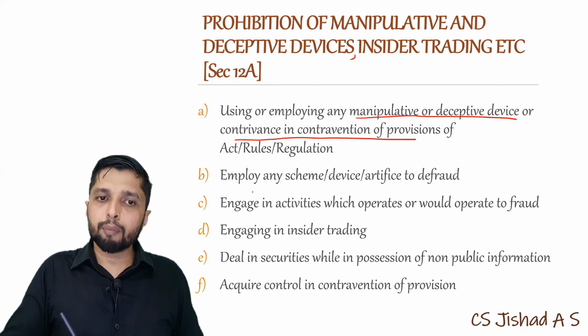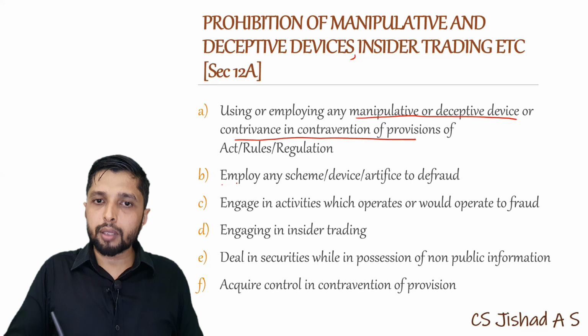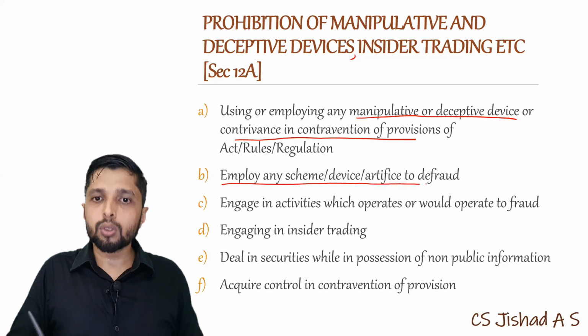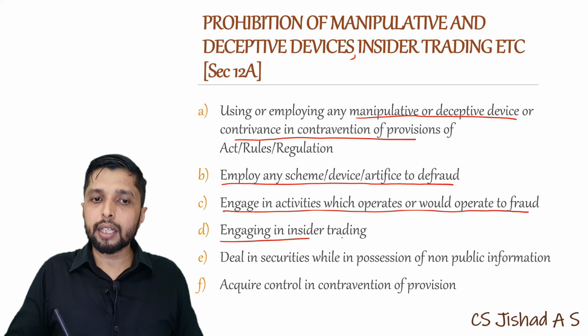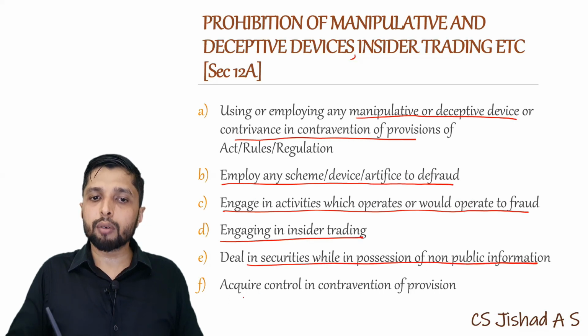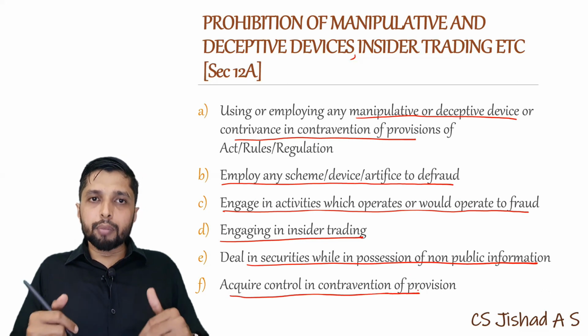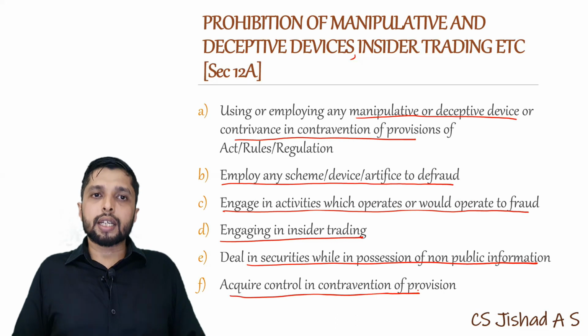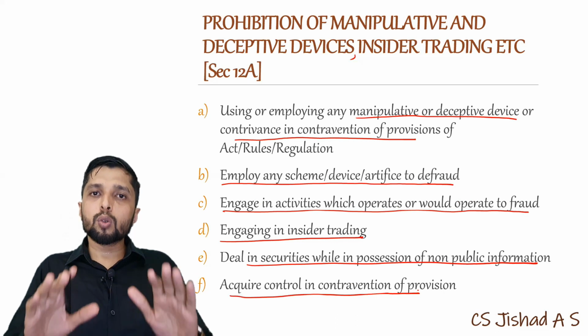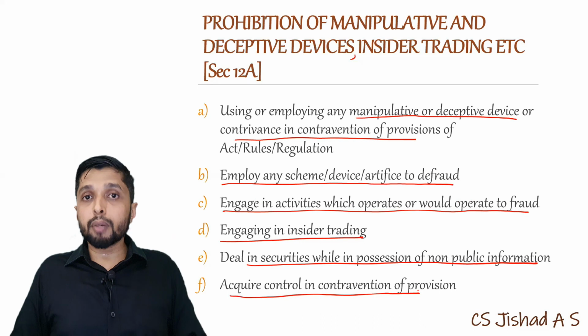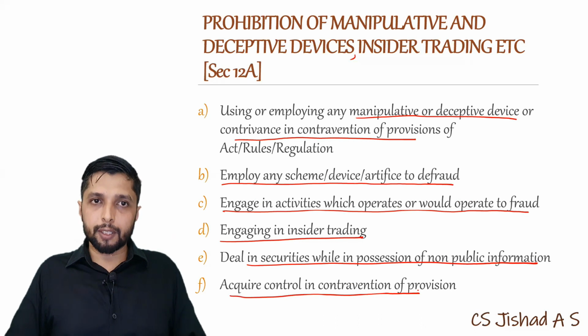Then they have power to prohibit any scheme, device or artifice to defraud, engage in activities which would operate to defraud, insider trading, dealing in security while in possession of non-public information, acquiring control in contravention of provisions. So when a company is doing any of this activity, SEBI has the power to prohibit those activities.